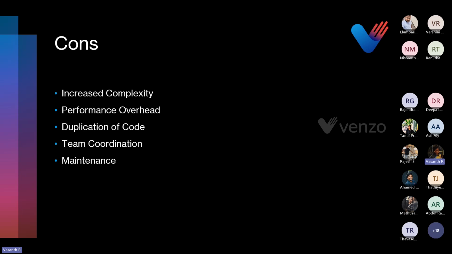Performance overhead. I said there is an advantage of performance, but it's coming in the negatives as well, because the different applications communicating with each other using some browser APIs will have some performance overhead. Apart from that, having more than one application running in a browser might lead to performance overhead. Duplication of code: obviously, if you're having different code bases for a single front-end application, we'll have to share the functionality, which might lead to some duplicate code for the same functionality.